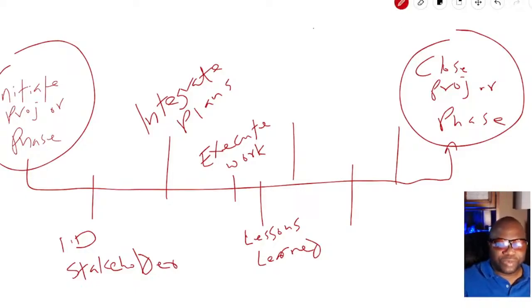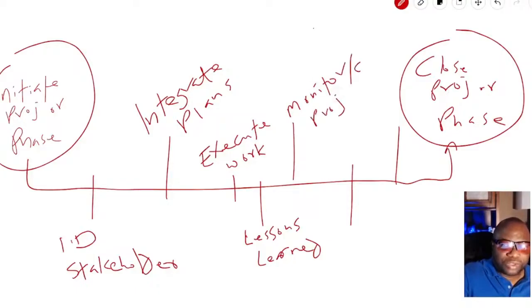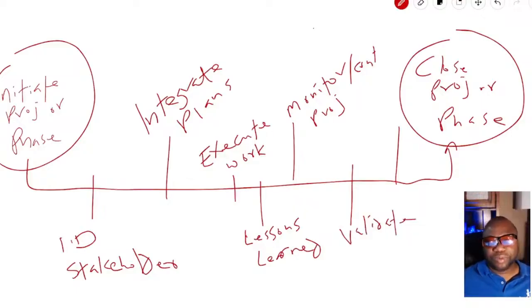So while validate scope is important, we best want to think perhaps at this point of what really happens in parallel. Monitor the project. We're monitoring and controlling the project. And then we are, of course, validating the scope. And that's pretty much it. We get to close project or phase.